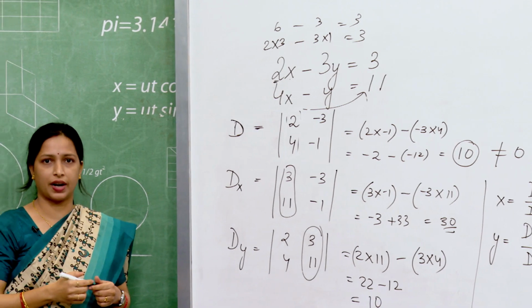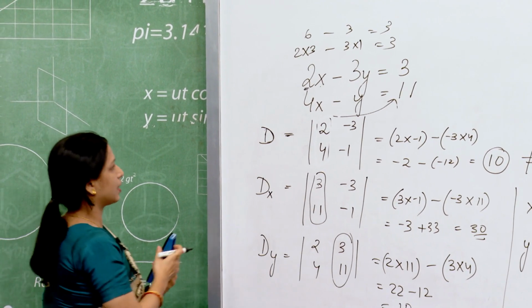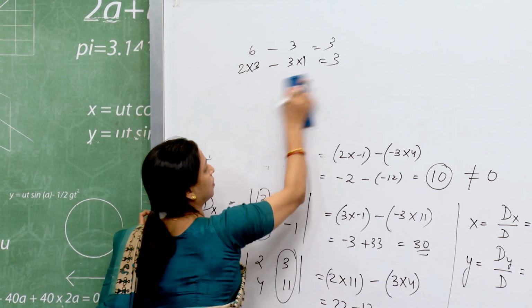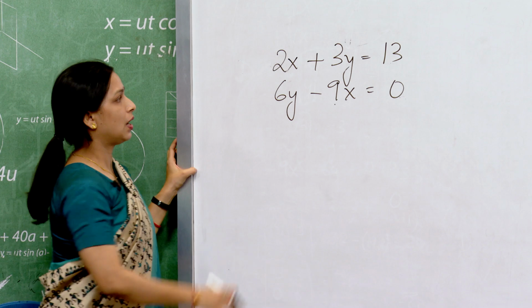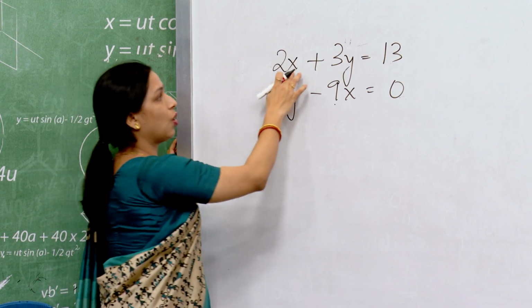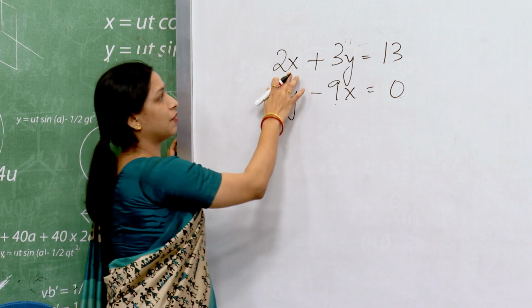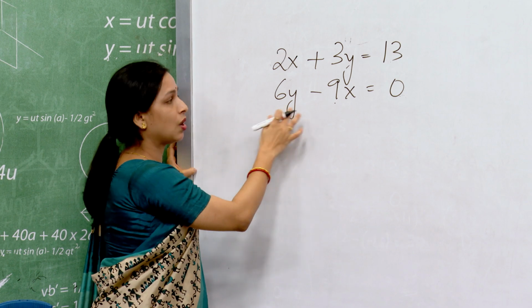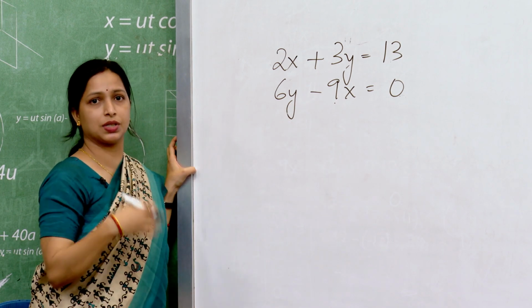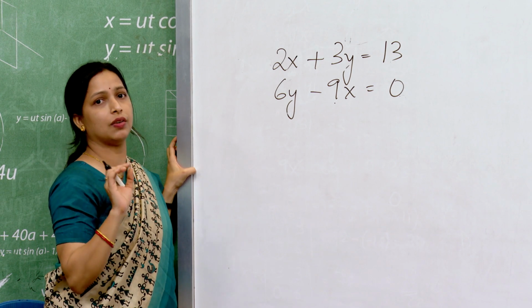So, hence verified, right. Now, let us take another question, that is 2x plus 3y equals 13 and 6y minus 9x equals 0, right. Now, here we notice that they are not in the right order. That means, in the first equation x comes first and y comes later, whereas in the next equation y comes first and x comes later. So, you have to first arrange the variables properly.